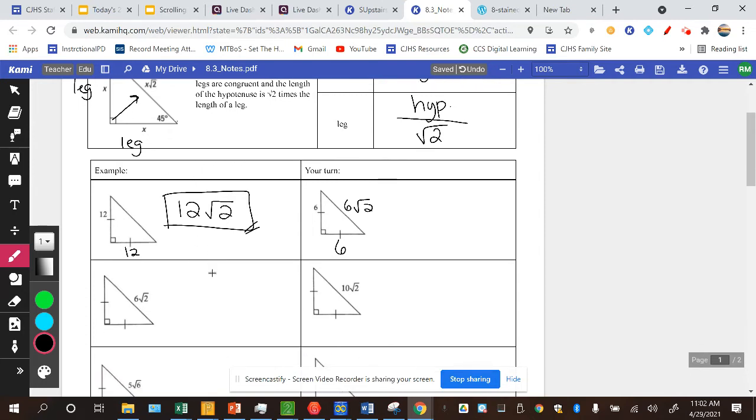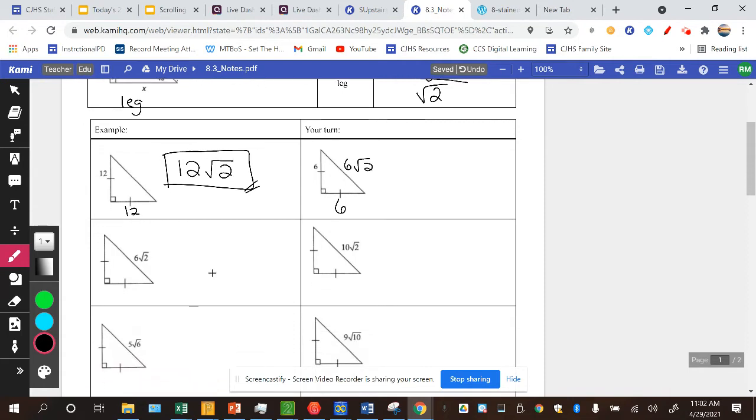Okay. What are we confused about? Oh, okay. So now on this next one, do I have the leg or the hypotenuse? I have the hypotenuse. So how do I find the leg? Divide by the square root of 2. So we're going to take 6 times the square root of 2 and divide by square root of 2. What's going to happen here? They're going to cancel out. Good. And so what's the length of my leg? 6.